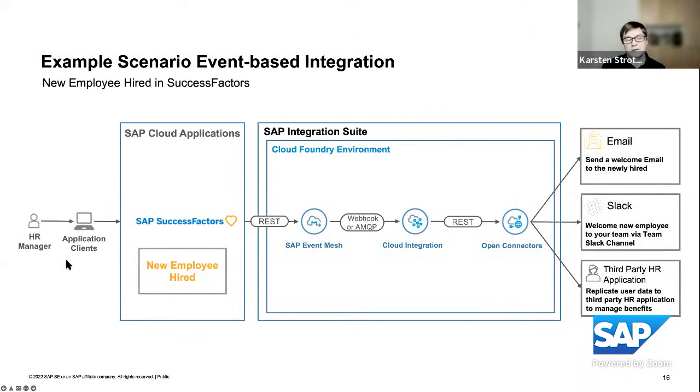Let's look at a very quick example here. A SuccessFactors system. A new employee gets hired. That's an intelligent services event of SuccessFactors. This event gets raised, and via Event Mesh, via CPI, via open connectors, what happens is this event triggers 3 things. First of all, sending a welcome email to the newly hired, welcome to the company, a Slack message to the team, hey, there's a new employee joining, look at these skills, and so on. And on top of that, we're triggering the replication of user data to a third-party HR application. So all of these things get kicked off by the event.